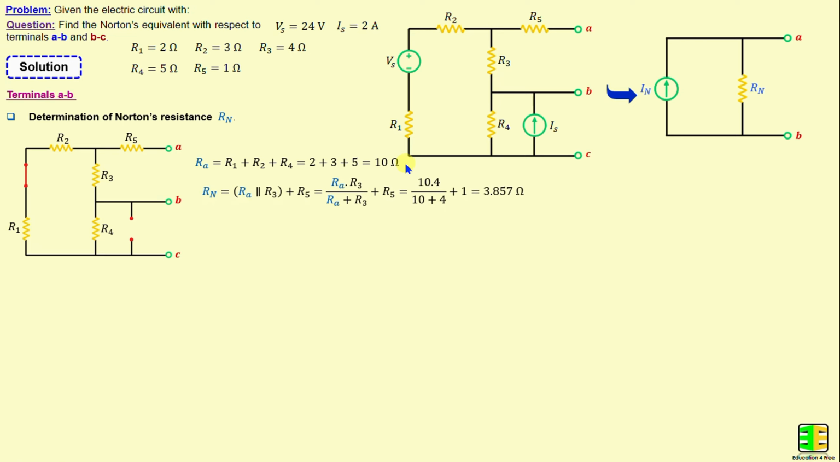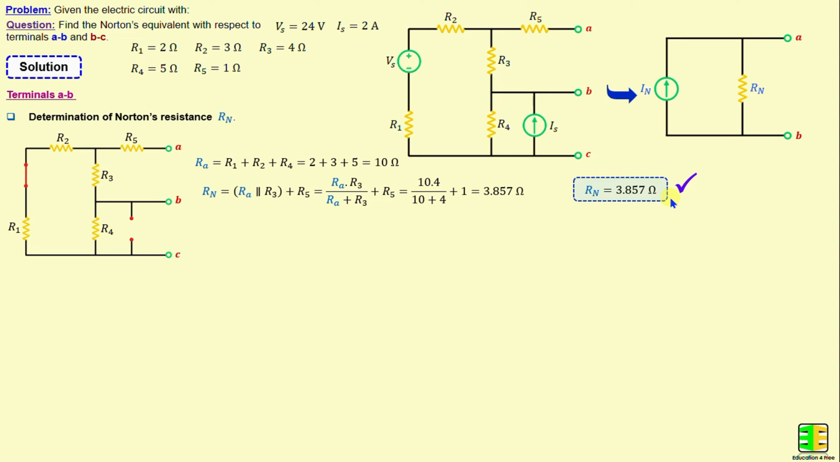Rn is equal to the parallel combination of Ra and R3 connected in series with R5. Therefore, Rn can be calculated using the following formula: Ra times R3 over Ra plus R3, plus R5. And if we replace the resistors with their numerical values, we obtain Rn is equal to 3.857 ohms.